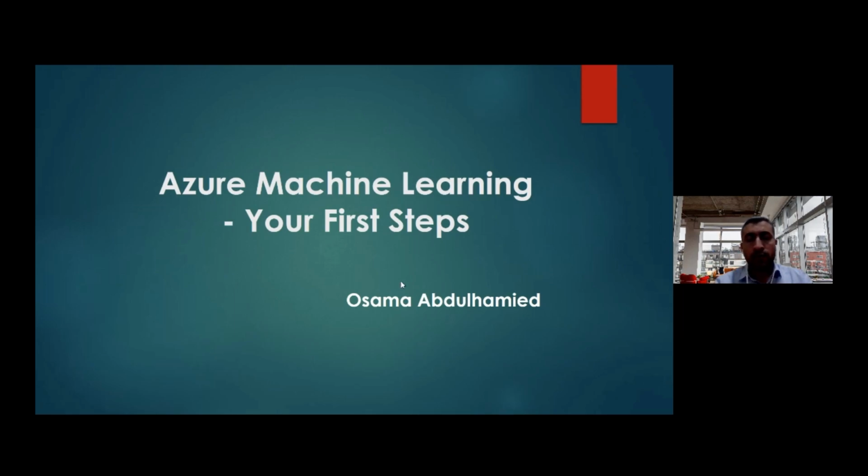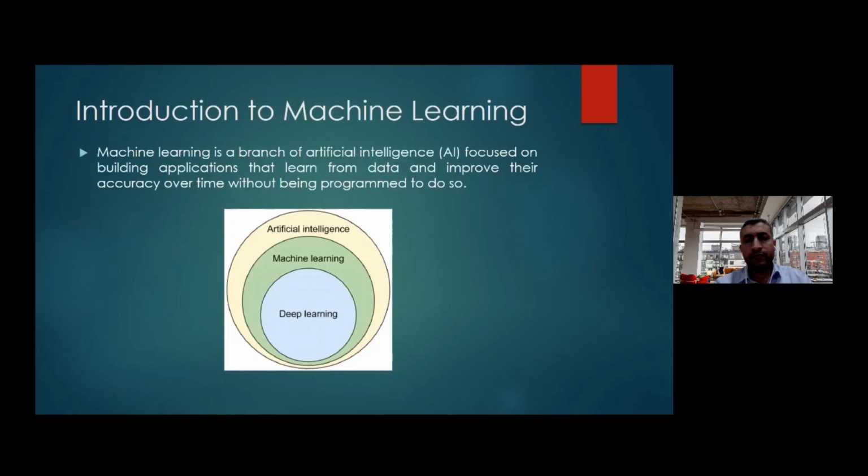So let's start with the introduction to machine learning. In my presentation here, we have the introduction to machine learning. Machine learning mainly is a branch of AI, of artificial intelligence, and the focus of machine learning is to learn from data. We have data, and we are trying to solve problems with data in hand. We are trying to improve the accuracy over time without having explicit programming based on specific predefined rules. So this is the main idea.